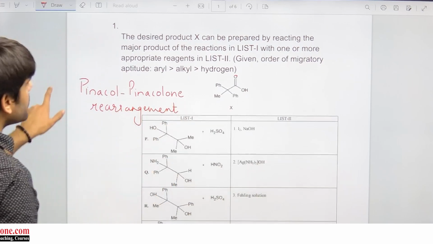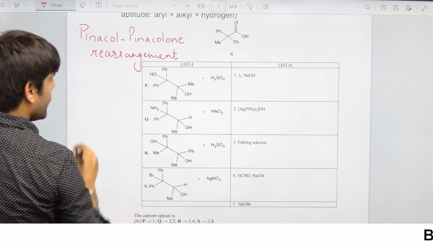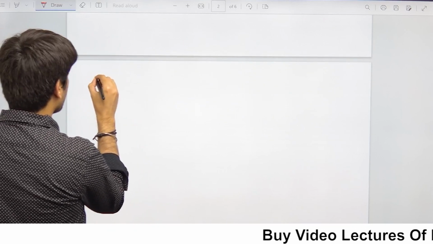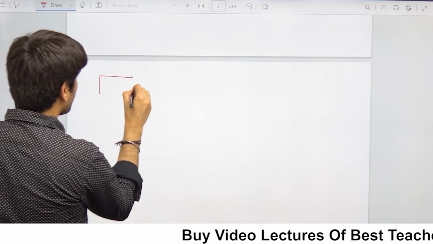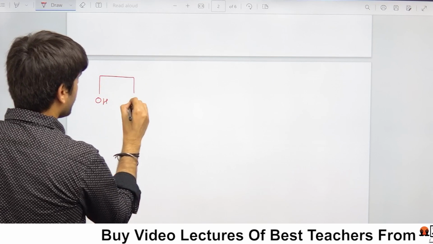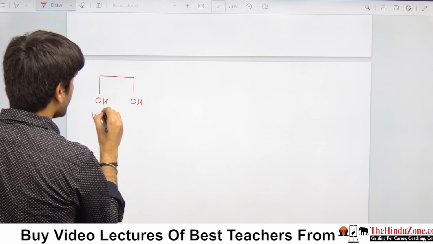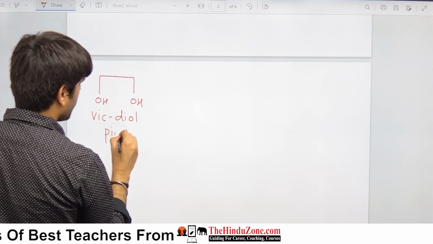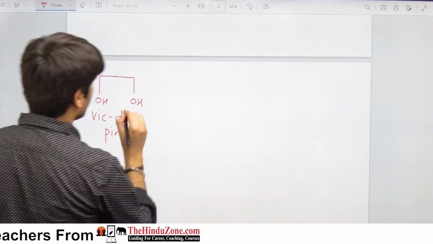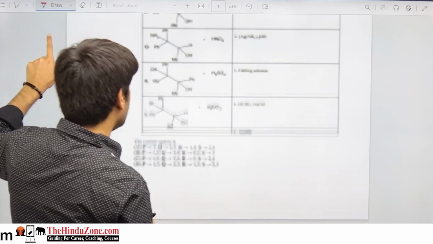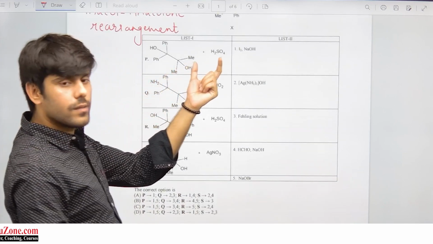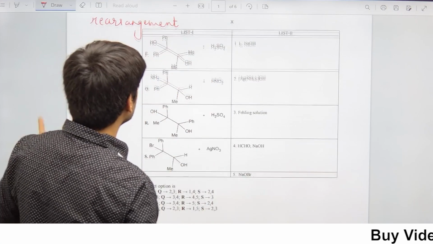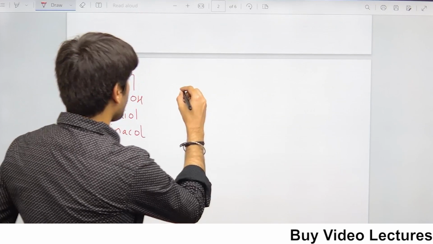So basically what is pinacol? Let me discuss it here. So this is your pinacol. You know that this is your vicinal diol, and this is only pinacol, right? So I will describe the mechanism of the following reaction using first the P reaction.